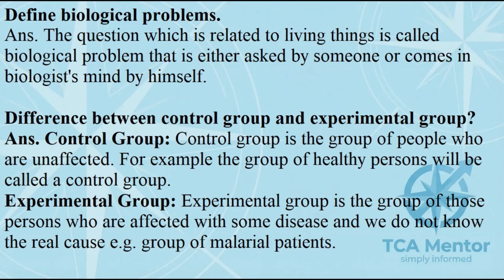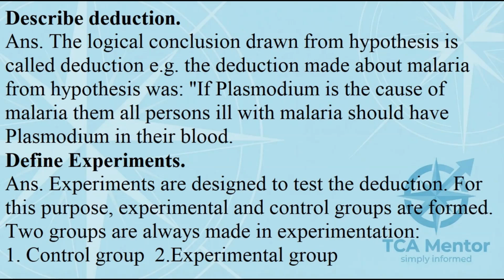What is the difference between control group and experimental group? ANS. Control group. Control group is the group of people who are unaffected. For example, the group of healthy persons will be called a control group. Experimental group. Experimental group is the group of those persons who are affected with some disease and we do not know the real cause, e.g. group of malarial patients.